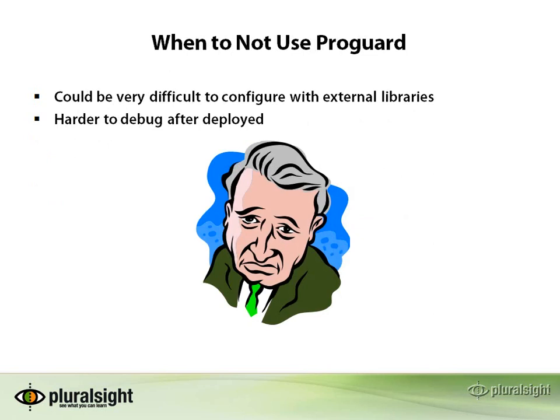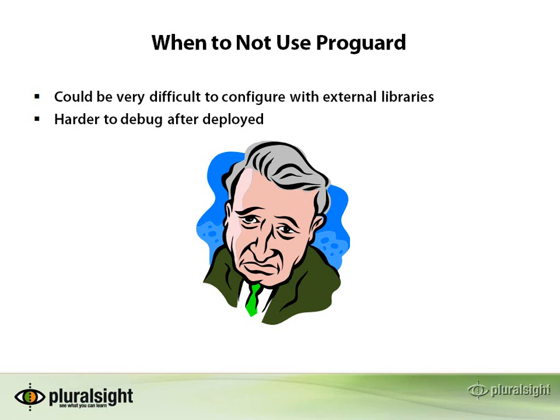So when not to use ProGuard? Well, you don't always want to use it. In my experience, ProGuard is pretty difficult to configure when you have a lot of external libraries, especially if those libraries do anything special with reflection or something similar, using advanced language features or attributes, some kind of late binding, things like that. You can still use ProGuard, but the configuration might be pretty difficult, so it might not be worth the effort.